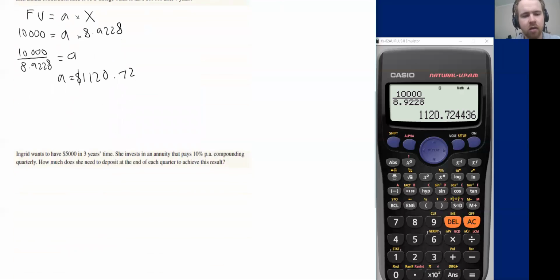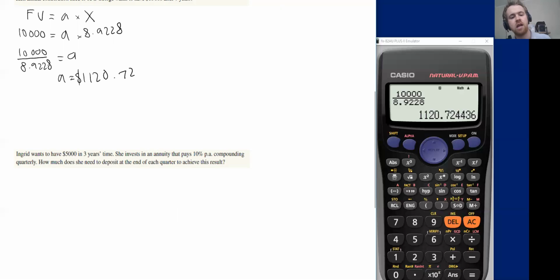Let's look at our next example. Ingrid this time wants to have $5,000 in 3 years' time. She invests in an annuity that pays 10% per annum, compounding quarterly. How much does she need to deposit at the end of each quarter to achieve this result? So the difference between this question is that we're given a per annum interest rate, but it compounds quarterly, and we're doing our regular contributions quarterly.